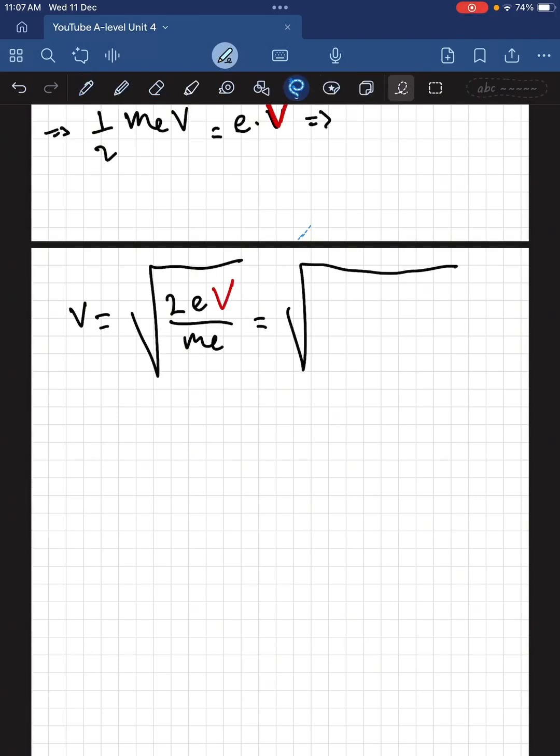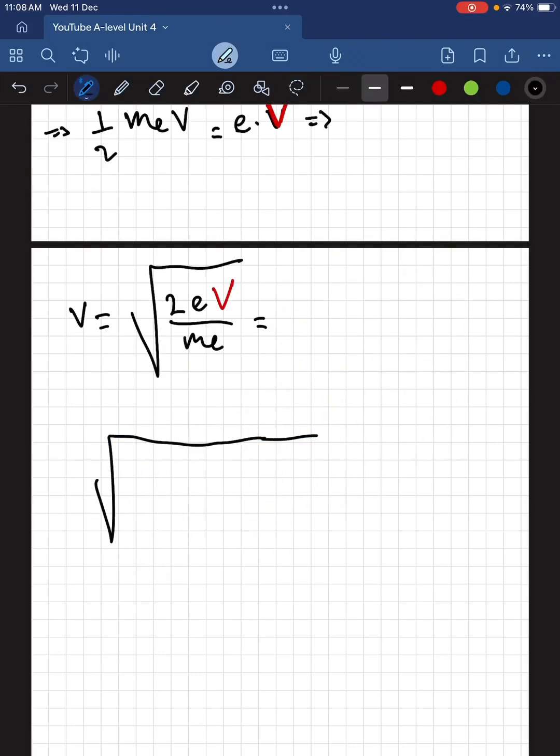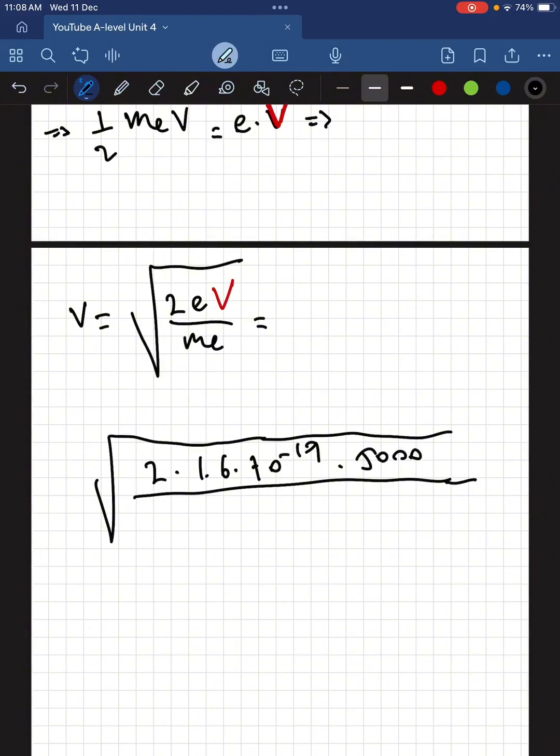If we plug in values, actually I'm gonna run out of space, so let me move this here. Okay, so 2 times 1.6 times 10 to the negative 19 coulombs times the voltage, which is 5,000 volts, over 9.1 times 10 to the negative 31 kilograms. I don't need the units here because it works out to meters per second.